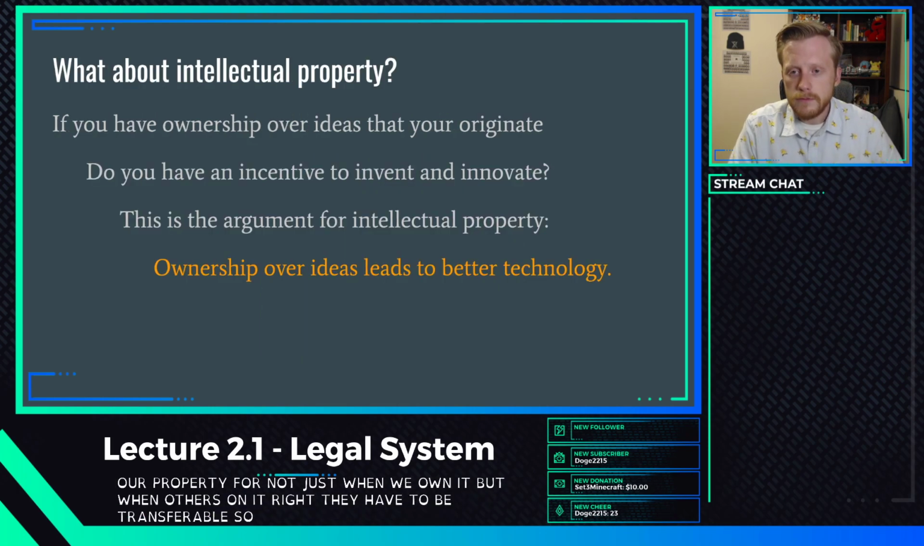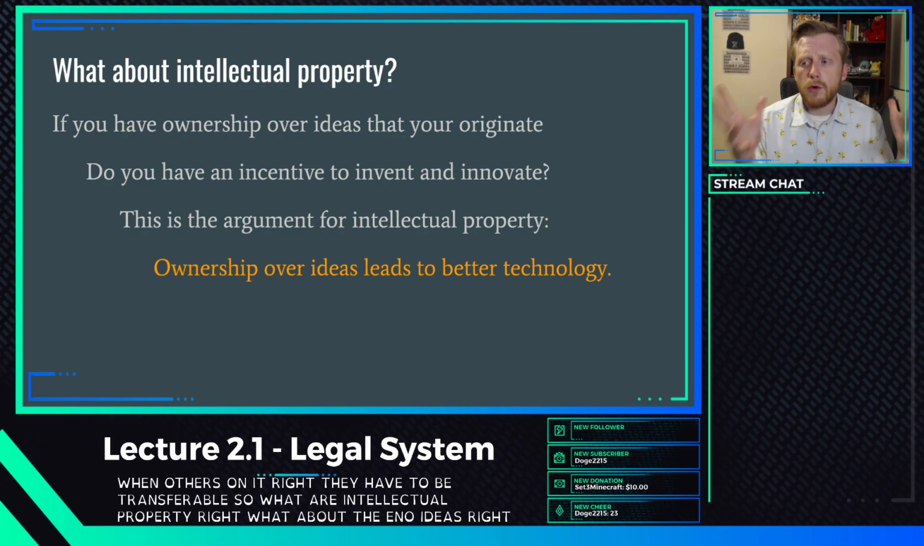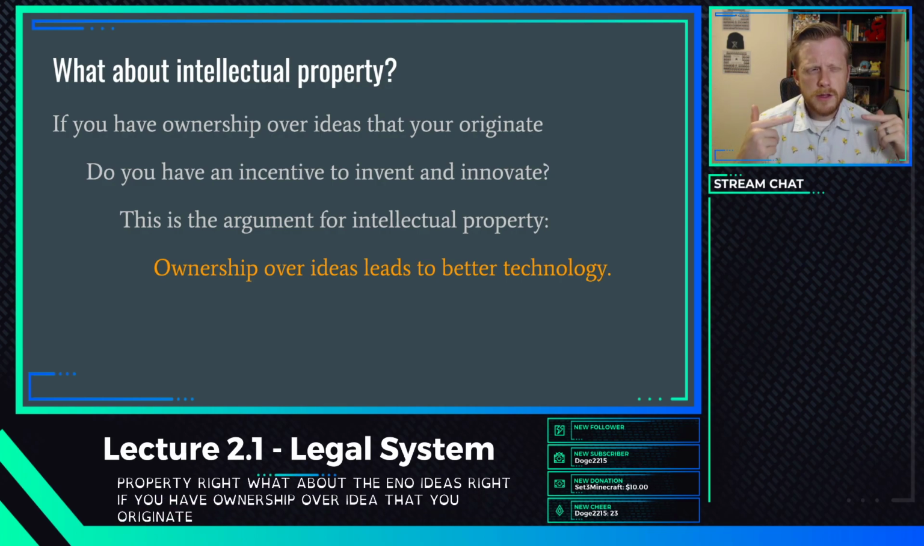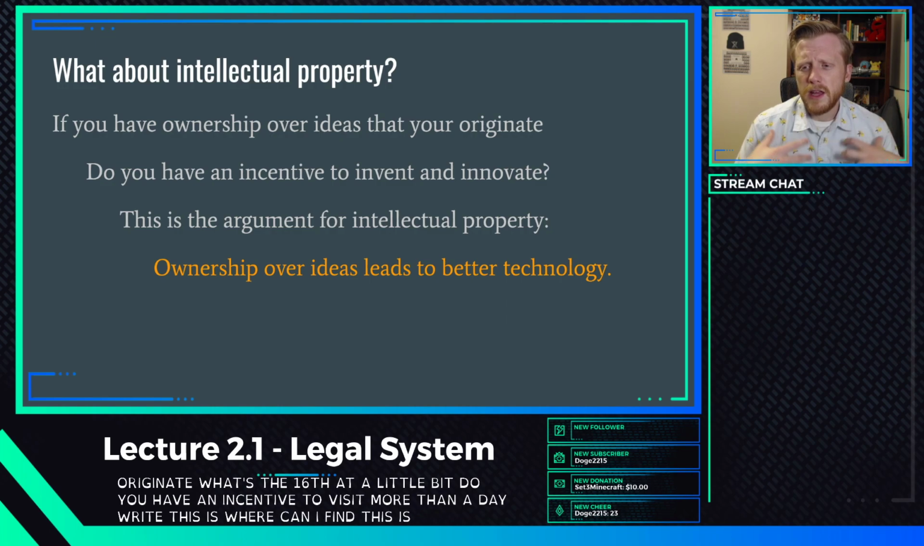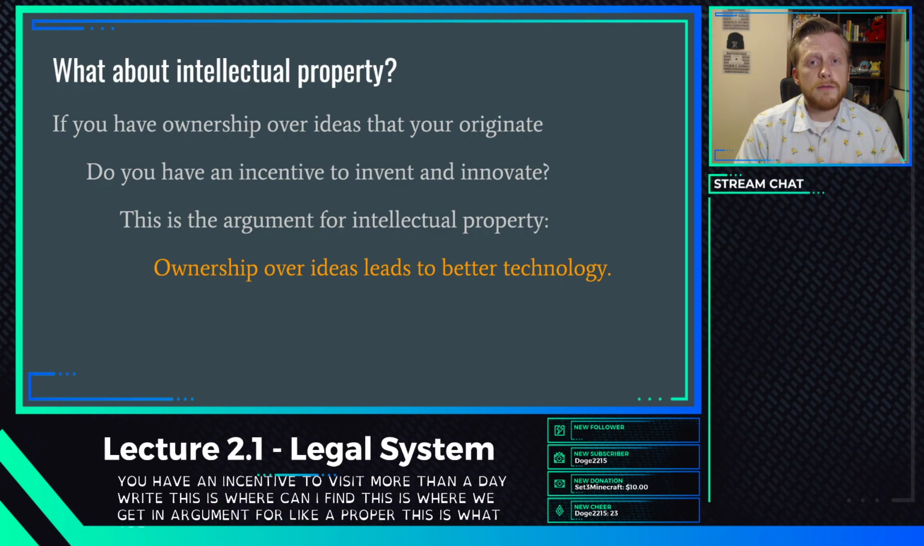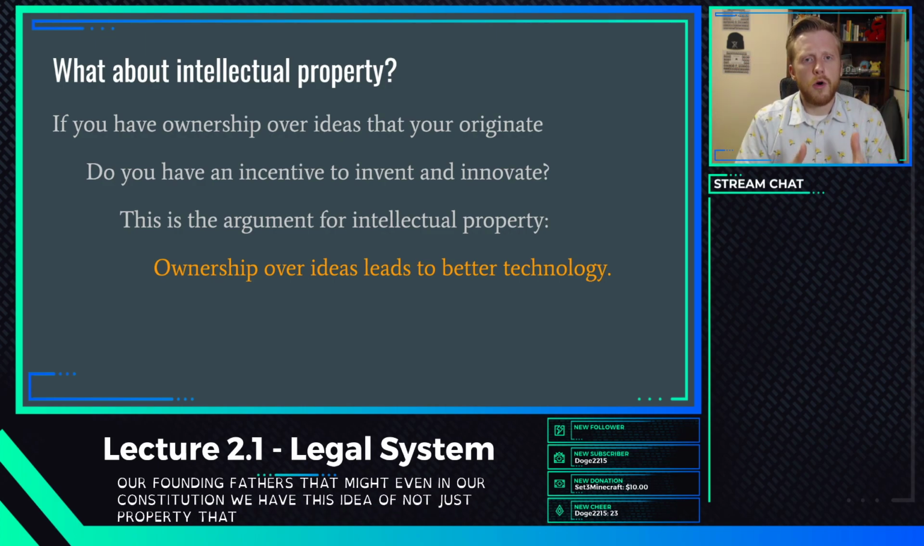So, what about intellectual property? What about the ideas? If you have ownership over ideas that you originate, well, let's extend that a little bit. Do you have an incentive to invent more and innovate? This is where we get an argument for intellectual property. This is what our founding fathers said. Even in our Constitution, we have this idea of not just property that you can hold, but also the property of your ideas.